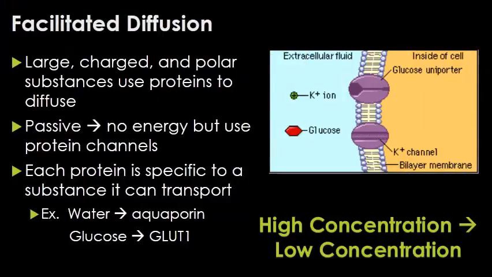Some substances still use diffusion, but they're too big to pass through the membrane, so they use proteins instead. Large, charged, and polar substances are going to use these proteins to diffuse. This is still passive, no energy is necessary, it's still going to occur along the concentration gradient, but it's going to use a protein to help it. The two major examples that we're going to talk about are water, which uses the aquaporin protein, and glucose, which uses the glucose transporter 1 or GLUT1.